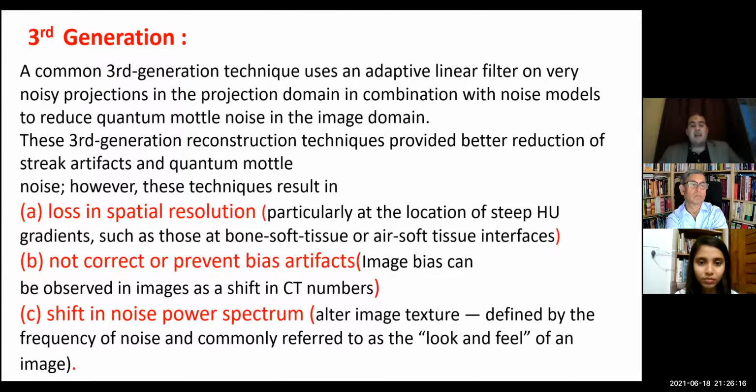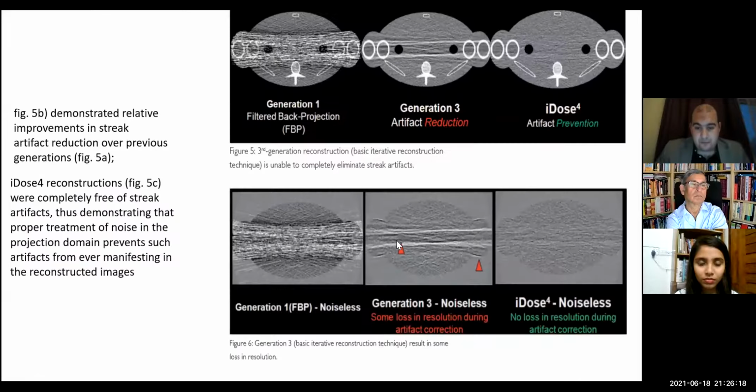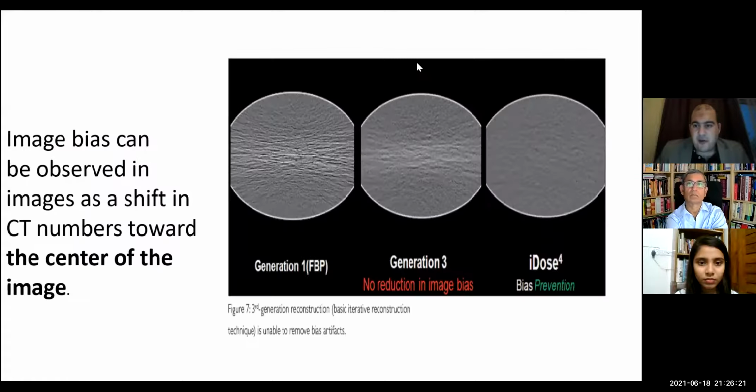Bias artifact, as I told you before, is shown here in this image of a CT phantom. If you look at the center of the image, there is a higher Hounsfield unit. This is a shift, not the real numbers, and this is called image bias. It is a shift in CT number towards the center of the phantom, but the fourth generation prevents this bias.